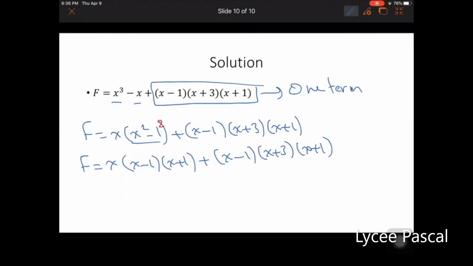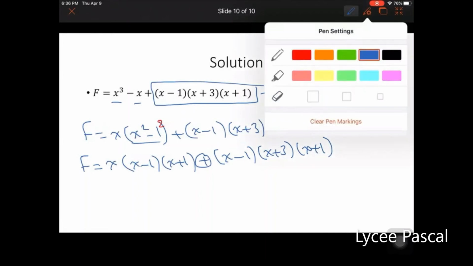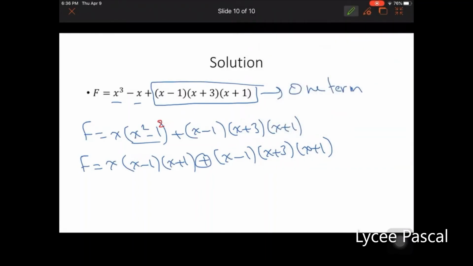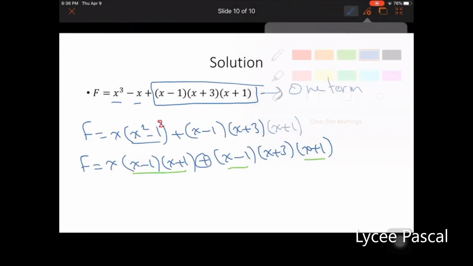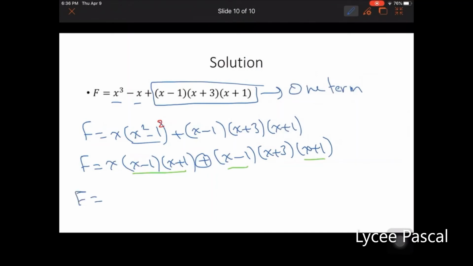Now we open our parentheses. From the first block we have x, this is a plus. From the second block we have x plus 3. Okay, so finally f equals x minus 1 into x plus 1 into, and to reduce the third parenthesis, it is equal to 2x plus 3, and it's done. Okay.